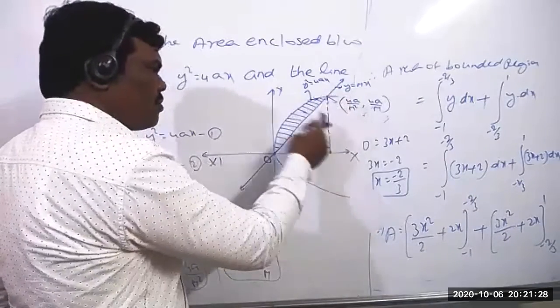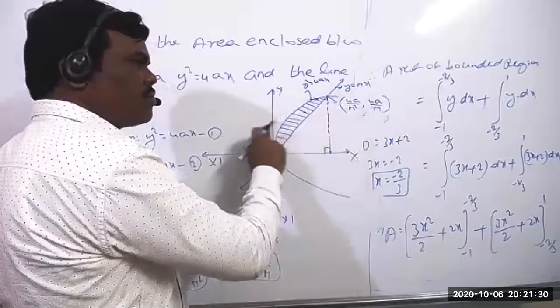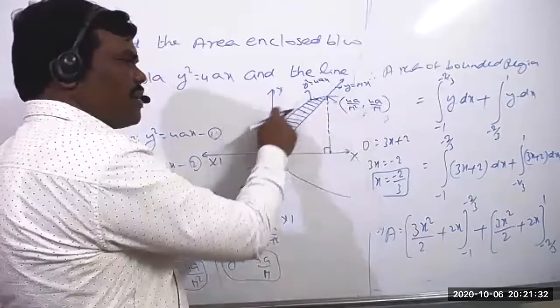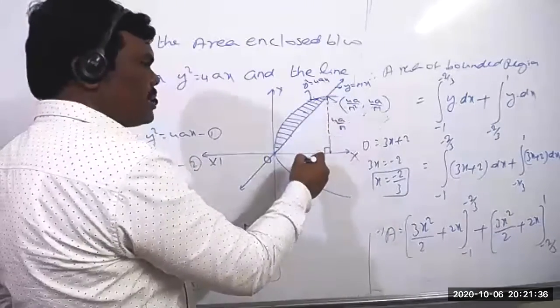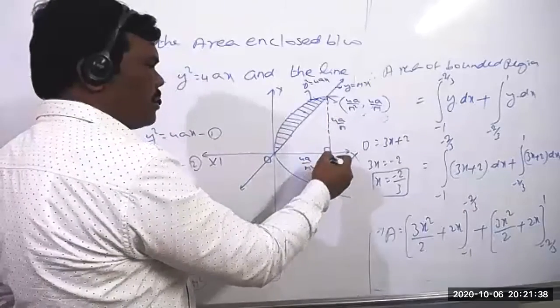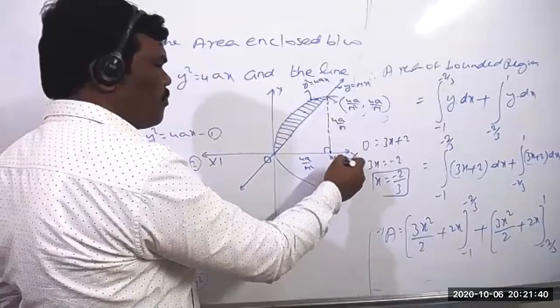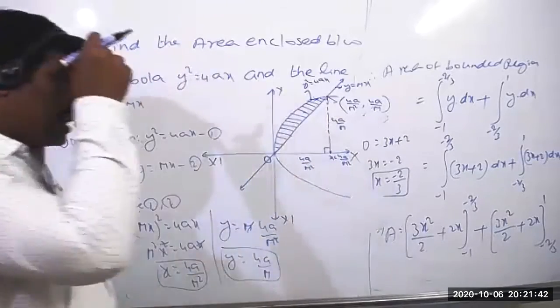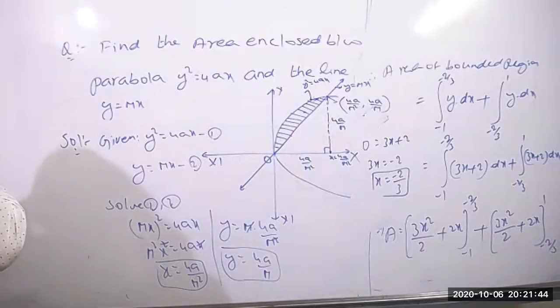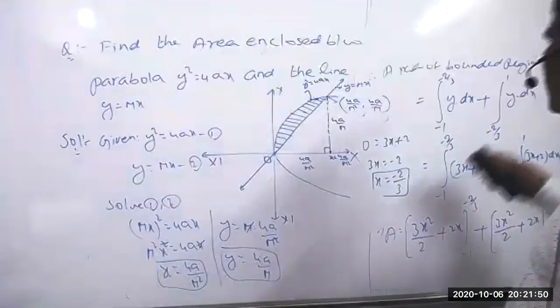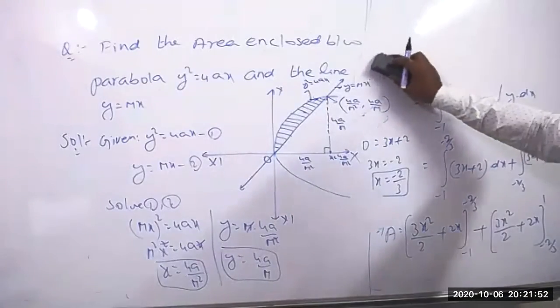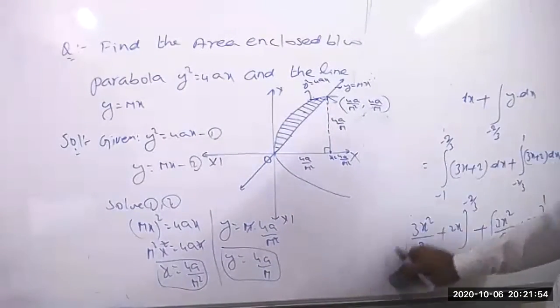This length is called the distance from the x-axis. That means the y value, this entire thing, is 4a by m. This is 4a by m square. That means here x equal to 4a by m square. Okay, so what are the limits? Tell me now. The limits are 0 to 4a by m square.